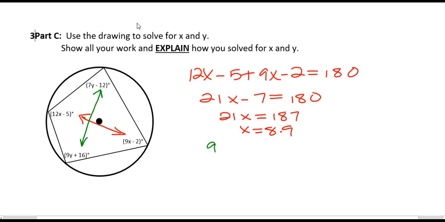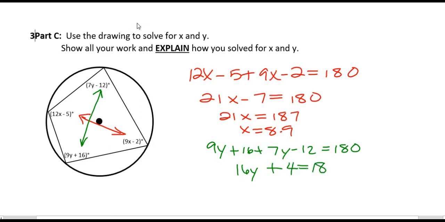Here again, same thing: 9y plus 16 plus 7y minus 12 equals 180. Going to combine our like terms. The 9 and the 7 is 16y, plus 16 minus 12 is 4. So then we're going to subtract 4 from both sides. So 16y is equal to 176. Divide both sides by 16. So y is equal to 11.